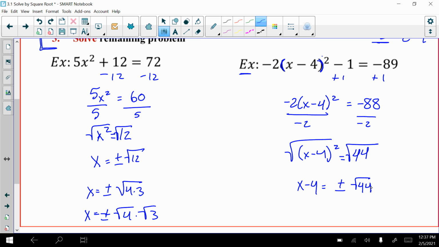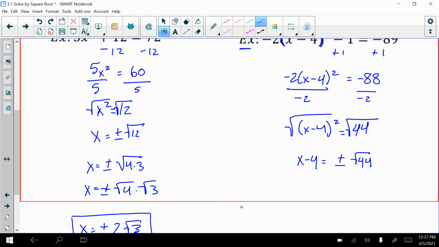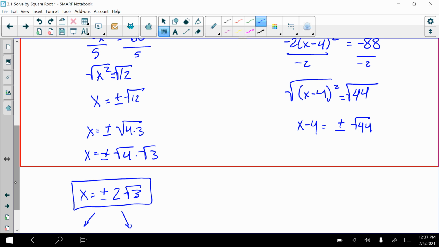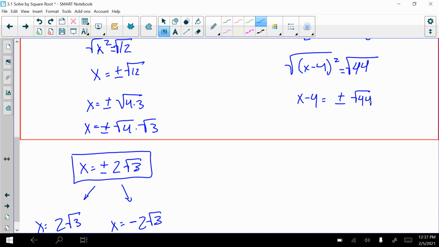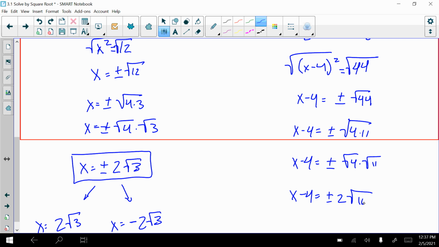All right, so we've got a couple more things that we need to do here, and then we'll be done with this problem. I can simplify the square root of 44. I can rewrite that as 4 times 11. Keep simplifying it. I'm going to break it up into the square root of 4 times the square root of 11. So x minus 4 equals plus or minus the square root of 4, which is 2, times the square root of 11.